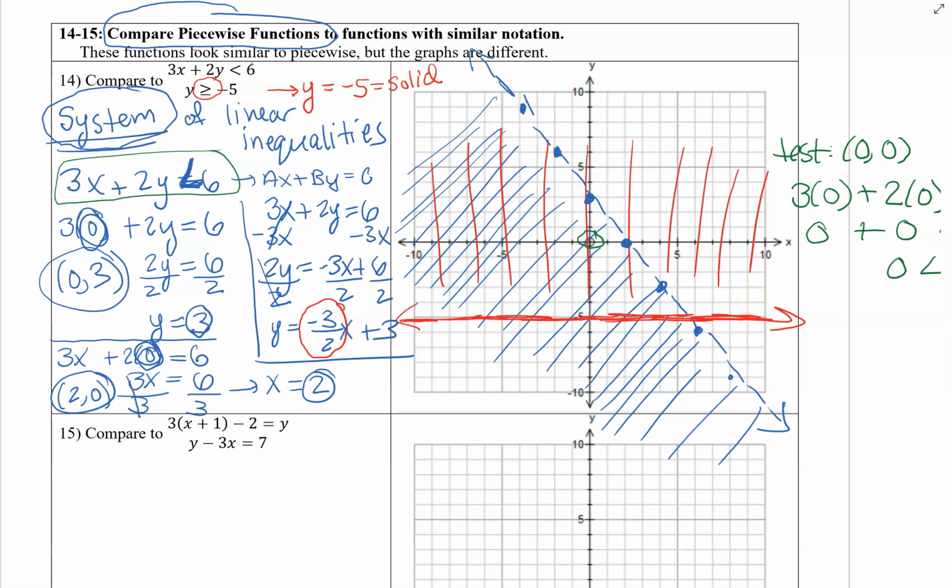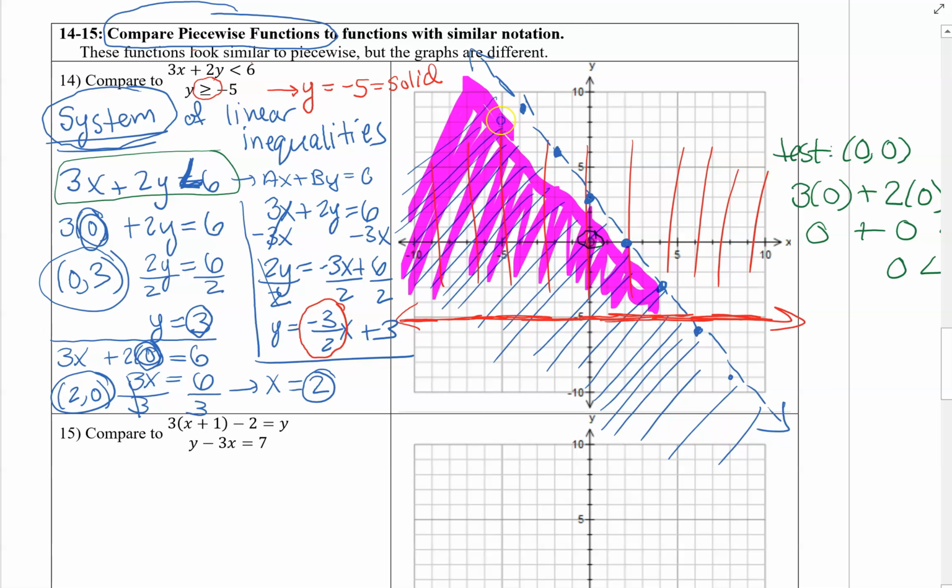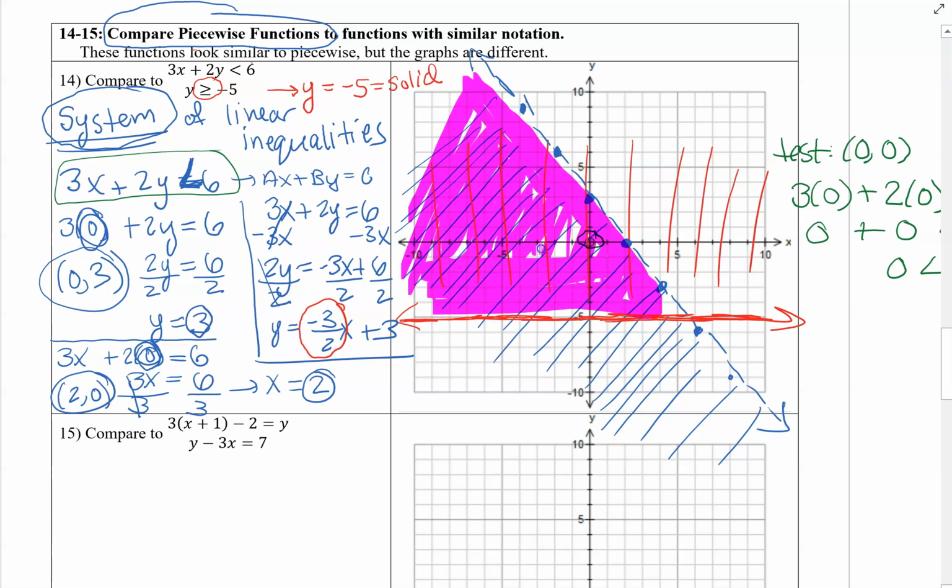And then the solution, you could say, is the part where the shading, I should say, intersect. So the solution would be like in here. The part where the shaded areas of both lines intersected. This would be where the solutions are. So that's what a system of inequalities is.